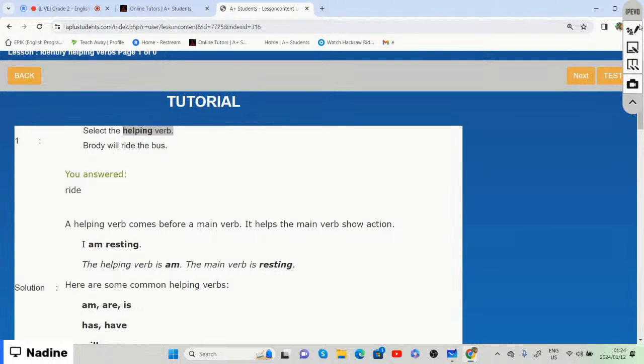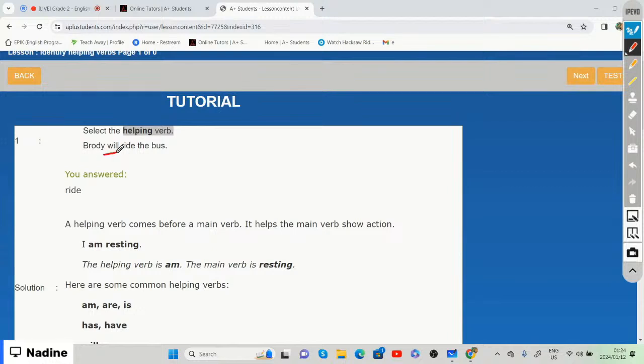And if we identify the helping verb within the sentence, then we will identify the word will as the helping verb. And the word will helps the main verb, which is ride, to show the action. So will is our helping verb.